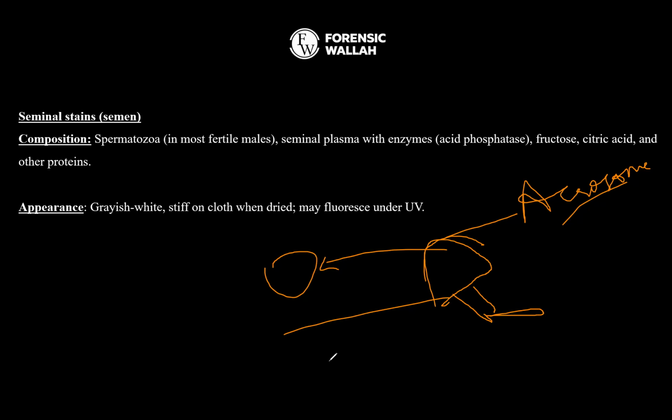And we know the color of seminal fluid or seminal stain is grayish white. When it drops on a cloth, it is very stiff in nature when it is dried, and you can observe it with the help of fluorescence. Under UV spectroscopy, it may fluoresce. Clear?